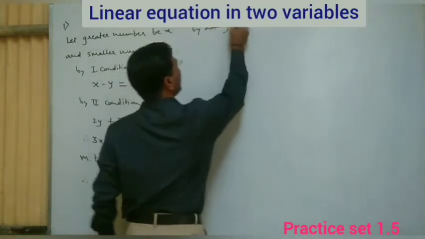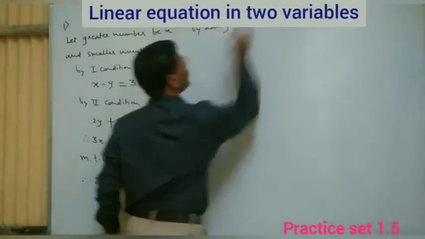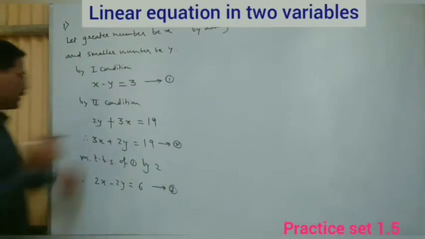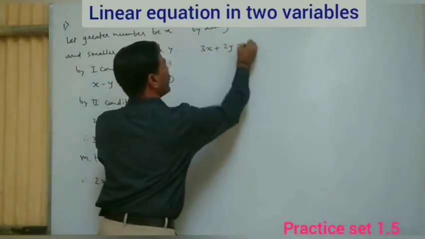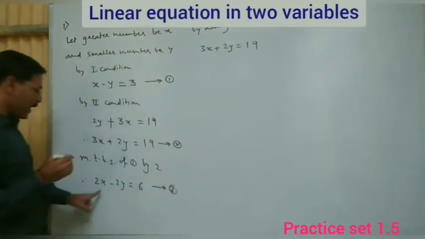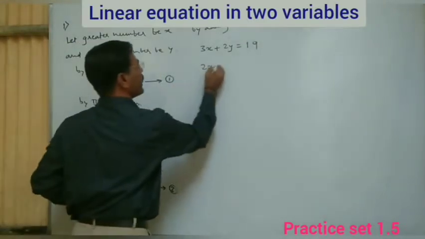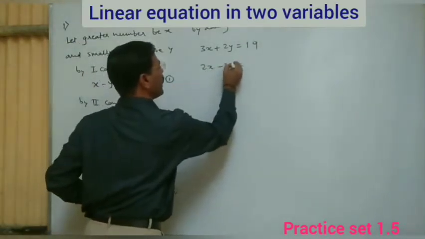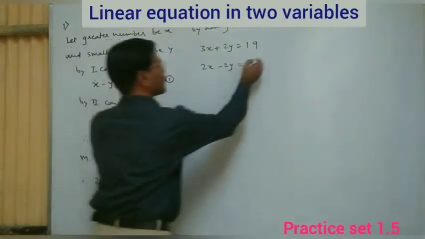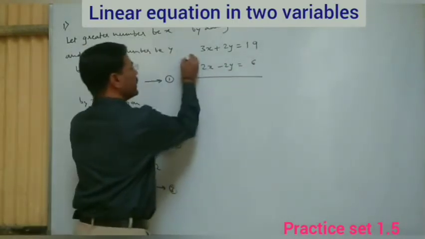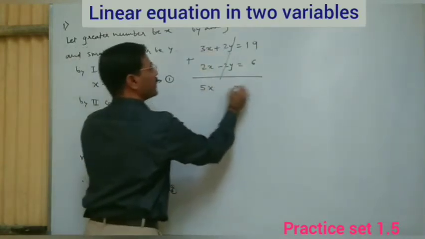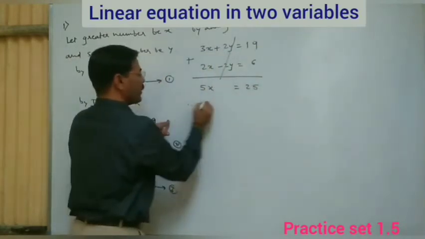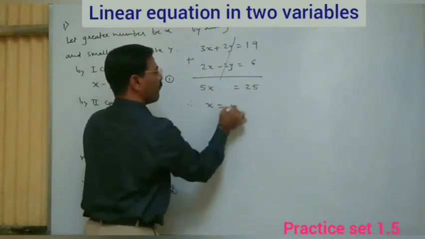By adding 2 and 3. What is 2 here? 3x plus 2y is equal to 19. And now here, this is 2x minus 2y is equal to 6. See friends, how easy it is. These two are getting cancelled. Here it is 5x is equal to 25. So x equal to 5.